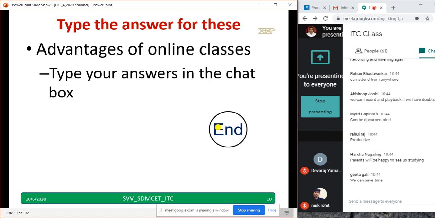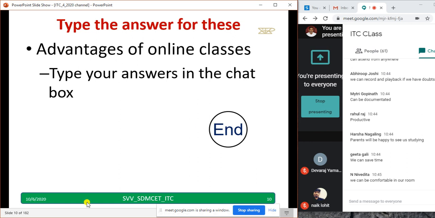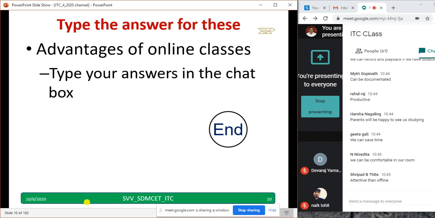Harsha Nagaling, parents will be happy to see you studying. So interesting. Very, very true, Harsha. Parents will be very happy you are using a mobile for education purposes. Yeah, definitely parents will be happy. Geeta, we can save the time. Definitely we can save the time. We can be comfortable in our room.